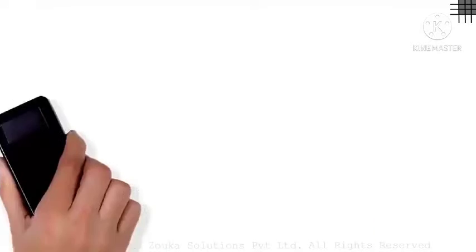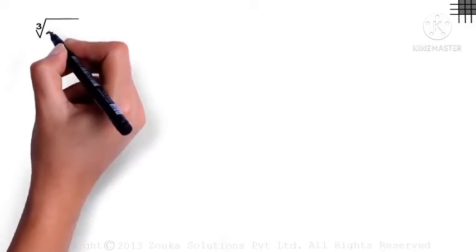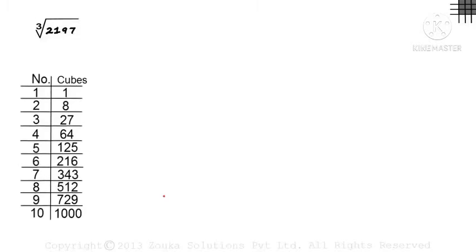Let's see a couple of examples. Assume we want to find the cube root of 2197. Now to get the answer in 5 seconds, there are 2 things you need to know. First, we need to know the cubes of numbers from 1 to 10 by heart. Here's the table of cubes of numbers from 1 to 10. In the first column, we have the numbers, and in the second column, we have the cubes of those numbers. 1 cubed is 1, 2 cubed is 8, 3 cubed is 27, and so on.